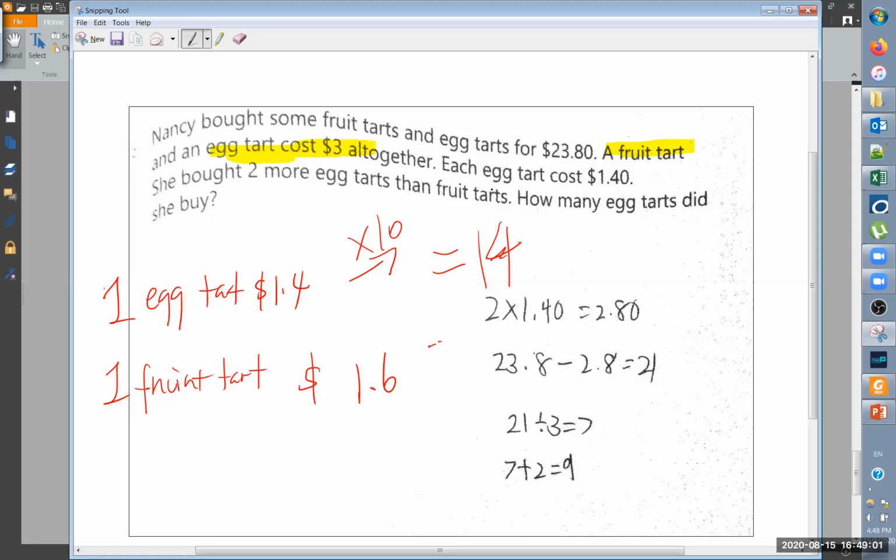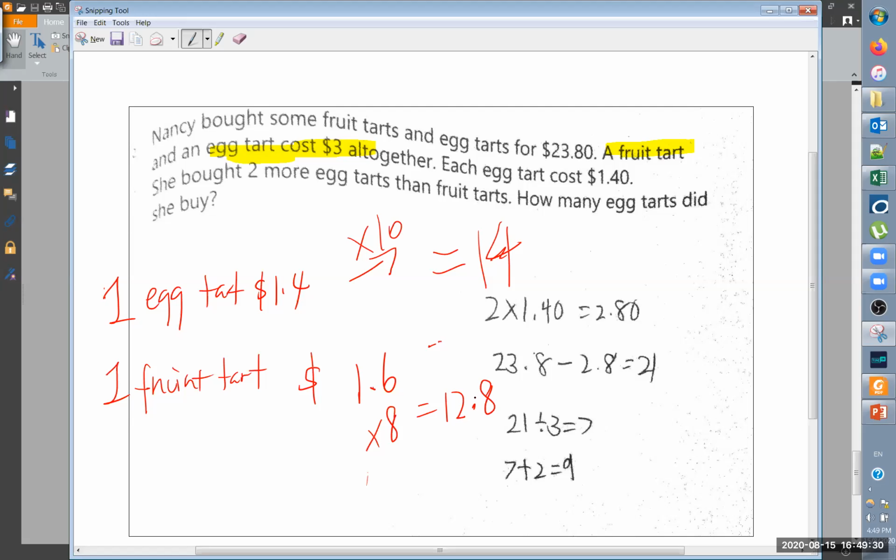Now if I buy 10 egg tarts, how many fruit tarts will I buy? Given the statement says you bought 2 more egg tarts than fruit tarts. 8. Very good. So let's play with 8 fruit tarts first. If I buy 8 fruit tarts, how much am I going to pay? $12.80. Okay, good.